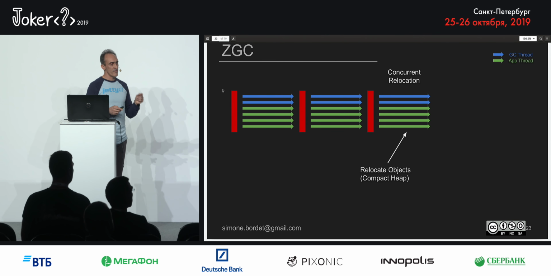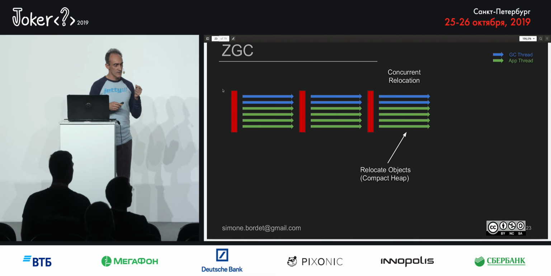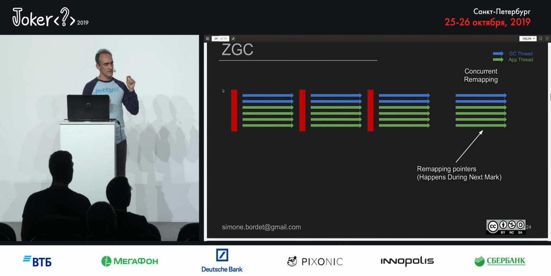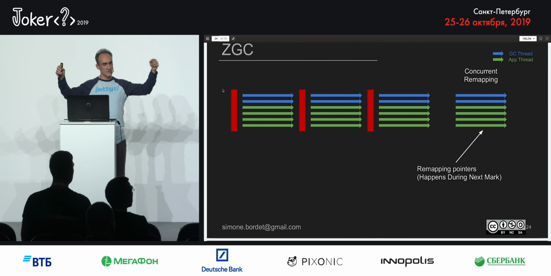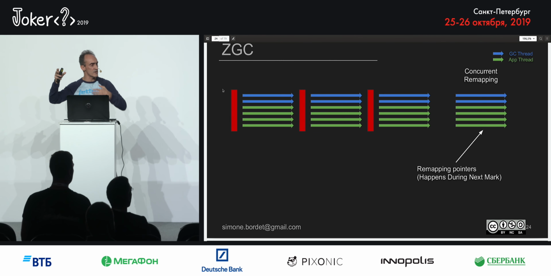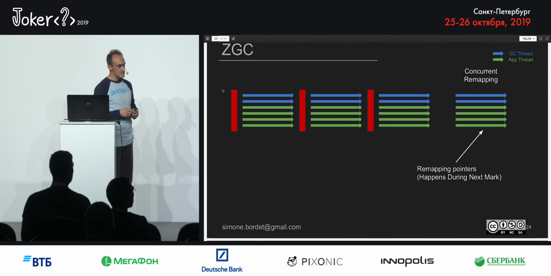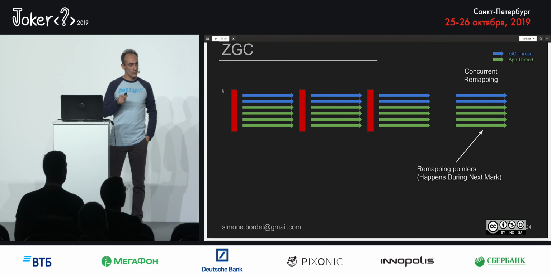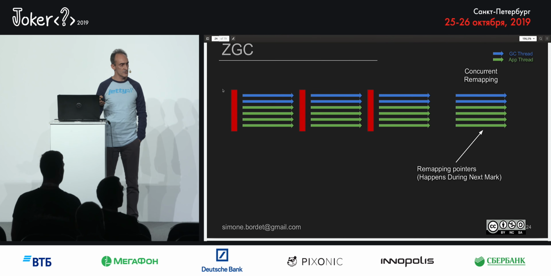There's one more phase that is required because every object that has been moved, the other objects that were pointing to the old location of this object now have to point to the new location, where the object has been relocated. This phase is called concurrent remapping. However, it is not run after the relocation phase. It is actually run on the next marking cycle.